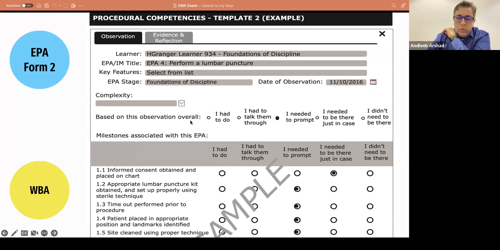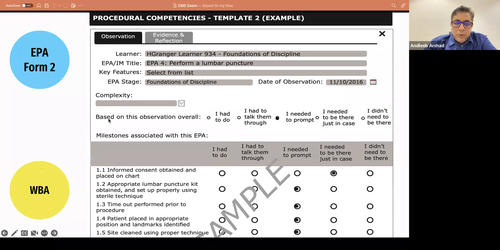Based on this observation overall, you give them an overall rating based on you having seen this resident, or this student, performing a lumbar puncture. And performing a lumbar puncture, I would say, could be an EPA for our undergraduate medical programs also. It depends on the specialists and faculty members who decide. If they decide that a general physician should be able to perform a lumbar puncture independently when they graduate and start practicing as a general physician, then they can keep it as an EPA for their medical school program also.